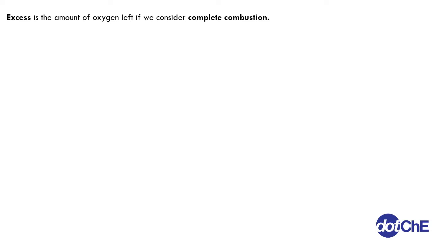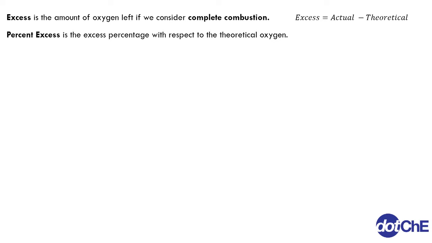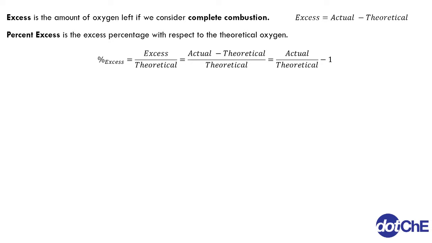We also consider the concept of excess. Excess is the amount of oxygen left if we consider complete combustion. Mathematically, it is expressed as actual minus theoretical. Percent excess, on the other hand, is the excess percentage with respect to the theoretical oxygen. Now, it is expressed as these three equations. It could be either excess over theoretical, or actual minus theoretical all over theoretical, or actual over theoretical minus 1. Either way, it would give you the same answer.